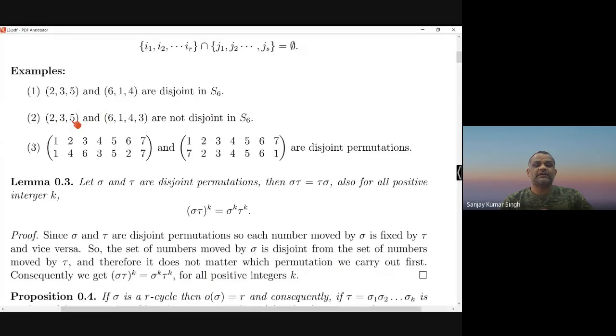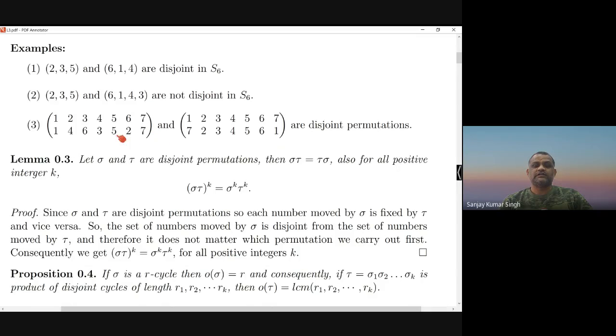Now check another example: (2 3 5) and (6 1 4 3). Then it is easy to check that they are not disjoint. Why? Because 3 is moved by the first cycle, and it is moving 3 to 5. The second cycle is also moving 3 to 5. So by definition they are not disjoint.